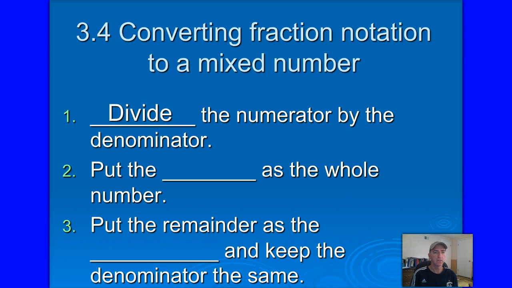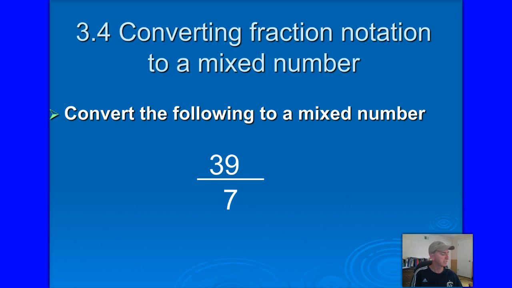All right, so here are the steps. You're going to divide the numerator by the denominator. Then you're going to put whatever that whole value is. That's your whole number. You'll see this in a moment. And then the remainder is the numerator. Okay, so you're going to divide the numerator, you're going to put the wholes as the whole number, and you're going to put the remainder as the numerator, and keep the denominator the same. Sounds more confusing than it is when we see it in this example here.